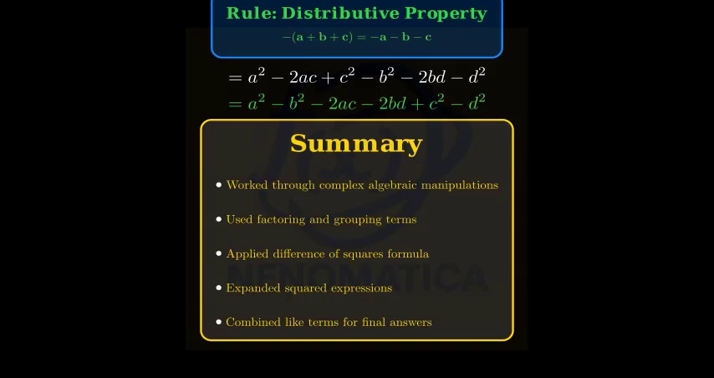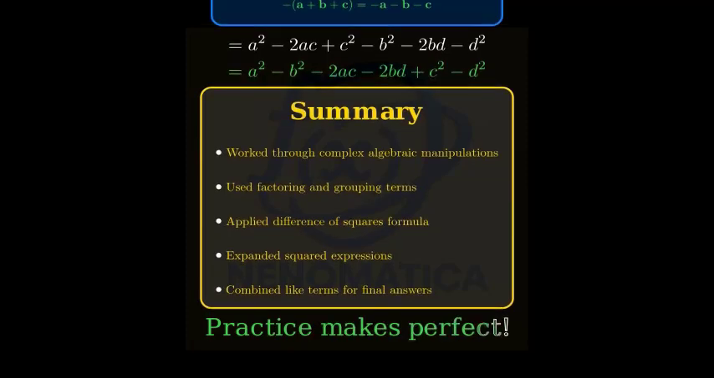For the first problem, we simplified a plus b minus c squared times a minus b plus c squared. For the second problem, we simplified a plus b minus c plus d times a minus b minus c minus d. In both cases, we used algebraic techniques such as factoring, difference of squares, and expanding expressions to arrive at our final answers. These techniques are essential for simplifying complex algebraic expressions. Remember, when faced with complex algebraic expressions, breaking them down into smaller, manageable steps using these fundamental algebraic techniques will help you solve them systematically.